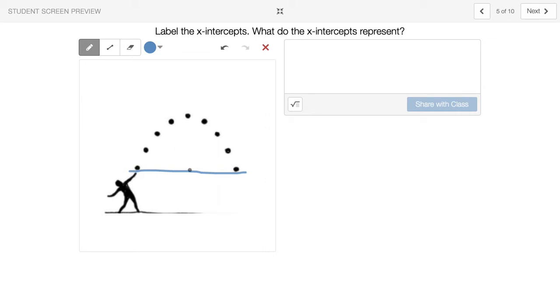It depends on exactly what it says, but if someone is receiving this, like in volleyball, or if this is football and this is coming from one person going to another person, that's where our x-intercepts would be, where it's caught. Or the x-intercepts could be represented down here at 0.